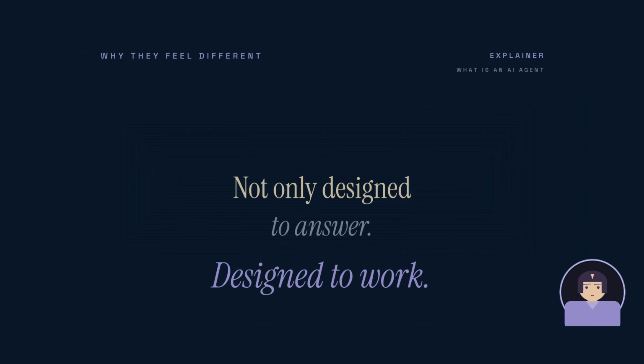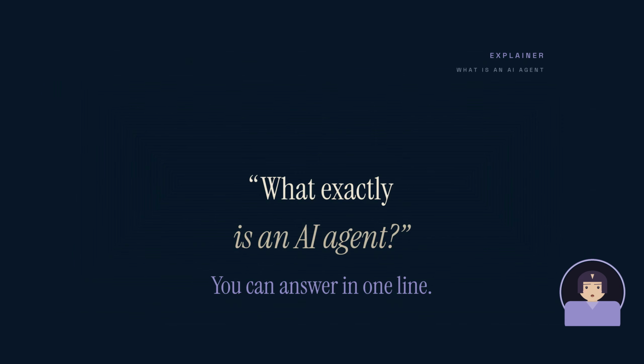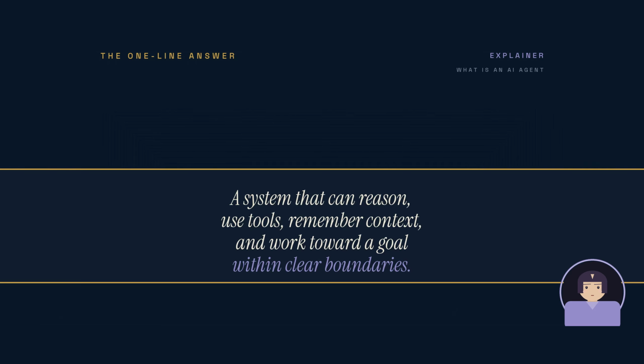So the next time someone asks, what exactly is an AI agent? You can explain it in one line. An AI agent is a system that can reason, use tools, remember context, and work toward a goal within clear boundaries. LLM equals reasoning. Tools equal actions. Memory equals context. Bring them together around a goal, and you understand the foundation of an AI agent.